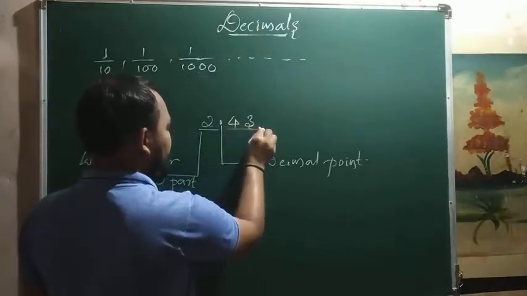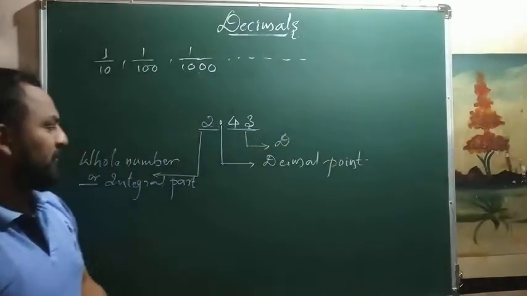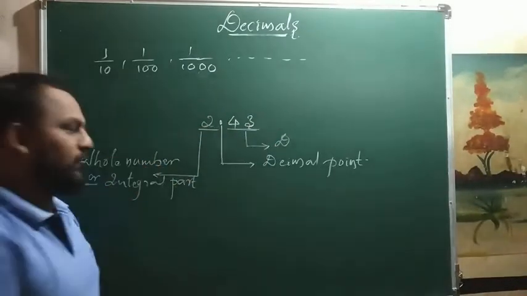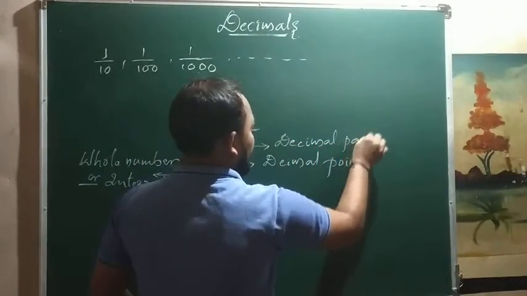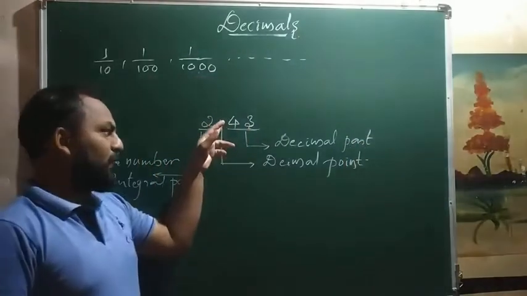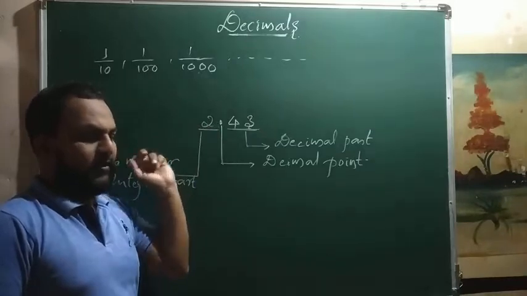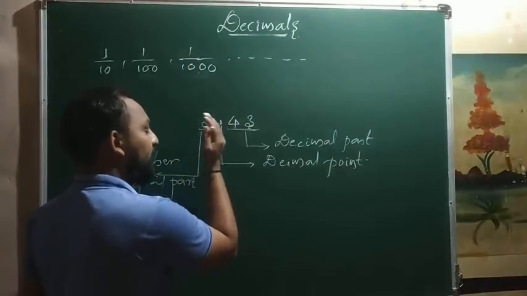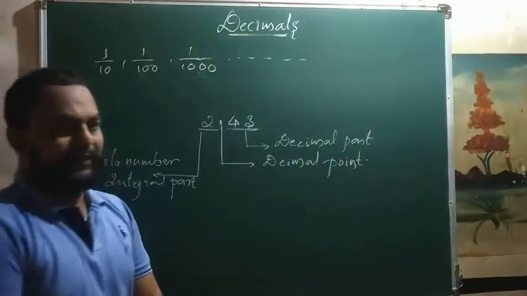After the decimal point, the numbers are the decimal places, the decimal part. Before the decimal point, the numbers are the whole part or integral part. After the decimal point, the numbers are the decimal part.